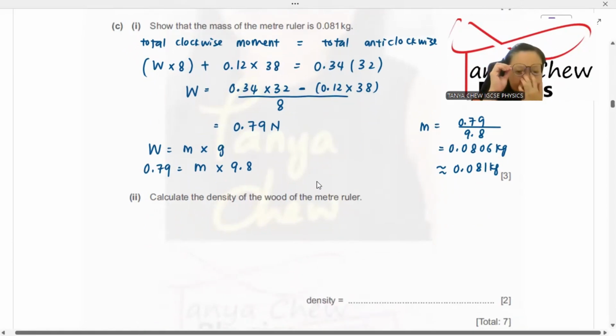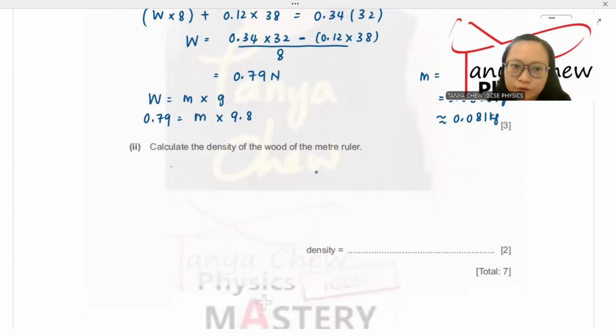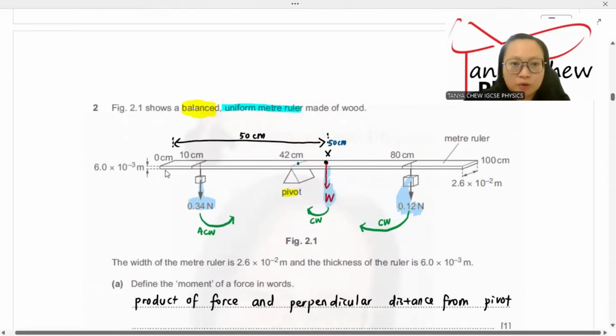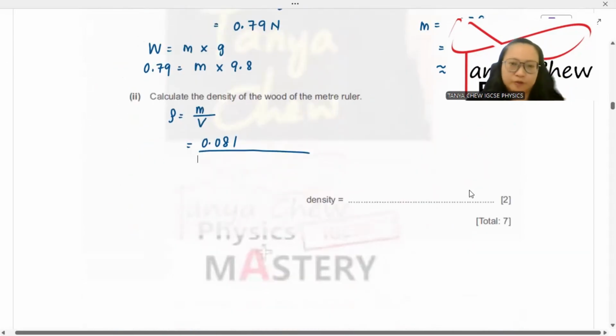Second part, calculate the density of the wood of the meter ruler. To calculate density, first of all, you need to recall the equation of the density, which is equal to mass over volume. Mass is 0.081. Volume, this is a meter rule, so the volume would be the width times the thickness and the length of the meter rule. But the length of the meter rule is in cm. So I'm going to change it to meter because my width is in meter and the thickness of the ruler is also in meter. So I'm going to change that.